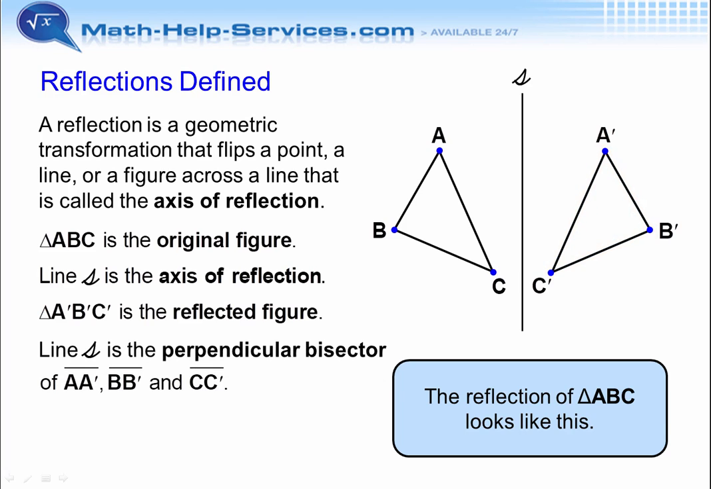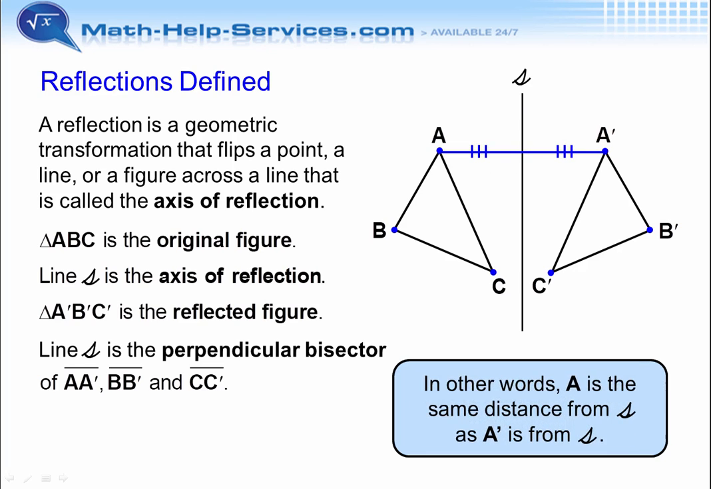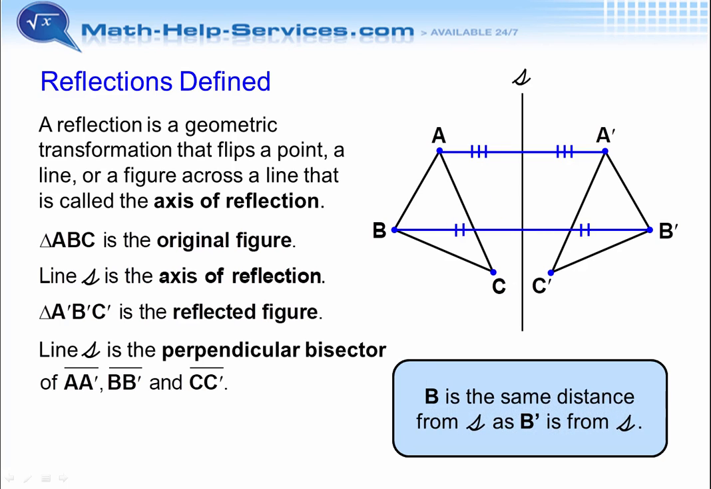Line S is the perpendicular bisector of line AA', line BB', and line CC'. In other words, A is the same distance from S as A' is from S. B is the same distance from S as B' is from S. And C is the same distance from S as C' is from S.